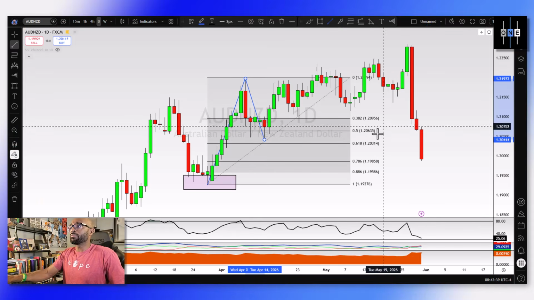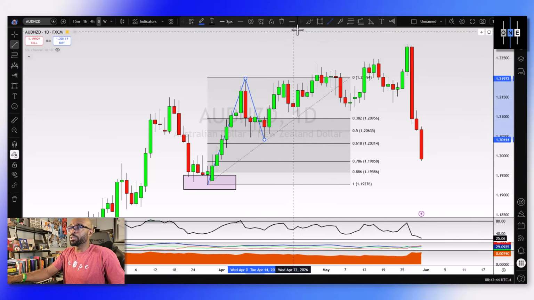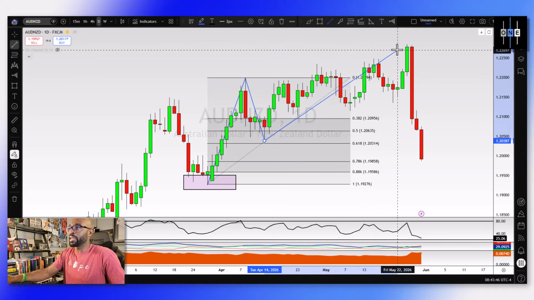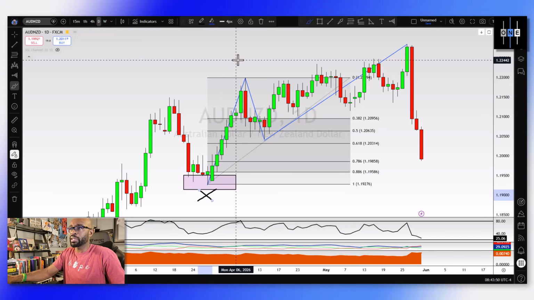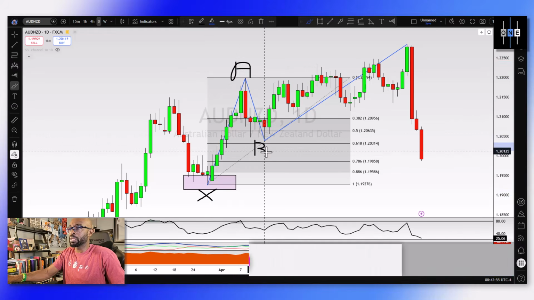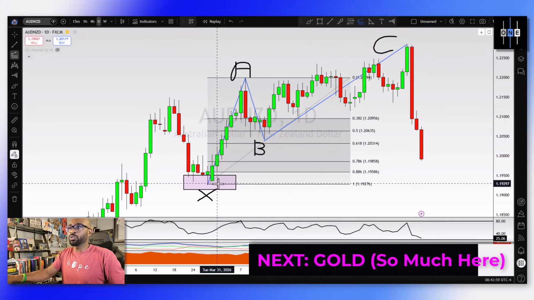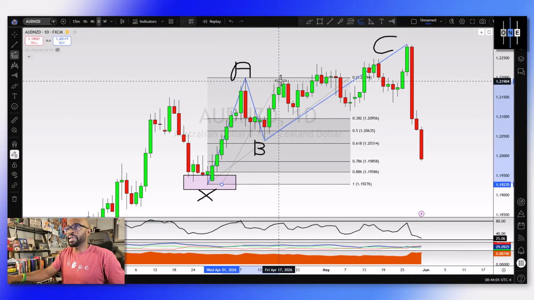So anyway, knowing that we extend further, I know this is going to be a Cypher pattern. So now I'm looking for the next move, which is going to be my C leg. I'll mark these all out for you. This is going to be my X leg. This is going to be my A leg. This is going to be my B leg, and this is going to be my C leg. I need my C leg to come to a 127 Fibonacci extension to have a valid Cypher pattern.